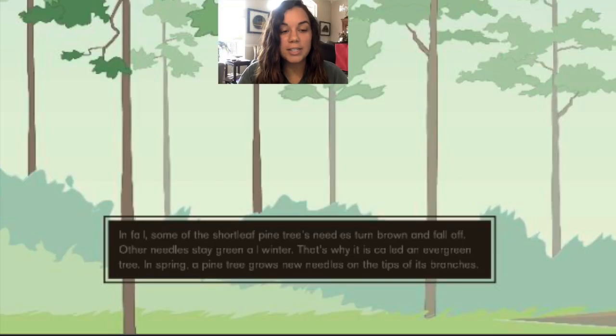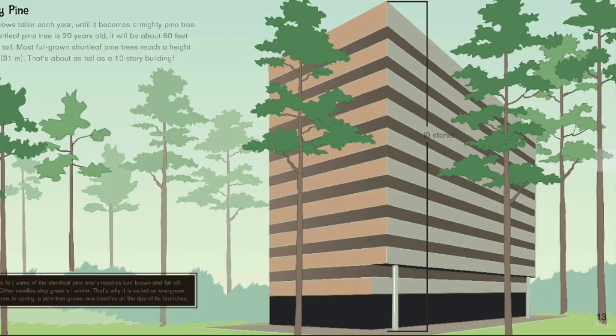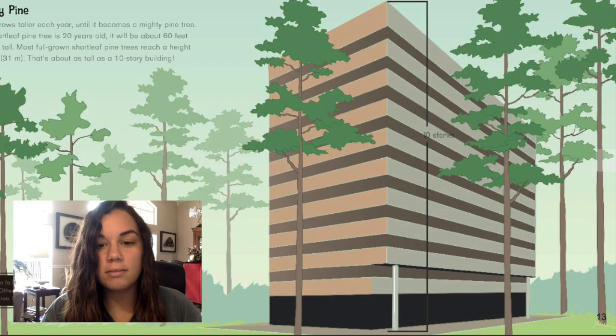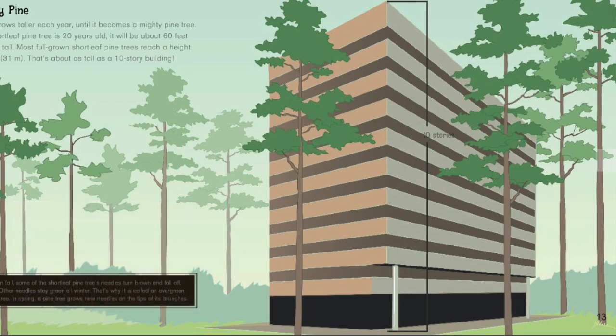This sidebar over here says, in fall, some of the shortleaf pine trees' needles turn brown and fall off. Other needles stay green all winter. That's why it's called an evergreen tree. In spring, a pine tree grows new needles on the tips of its branches. You can see over here that next to the building, it tells you that the building is 10 stories tall. That's a text feature that's used to show you how tall these trees can actually grow.